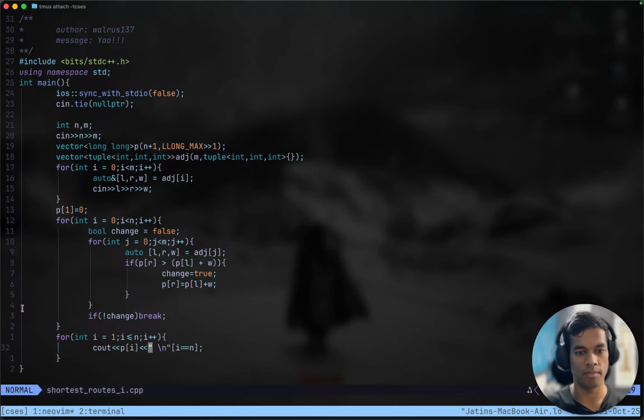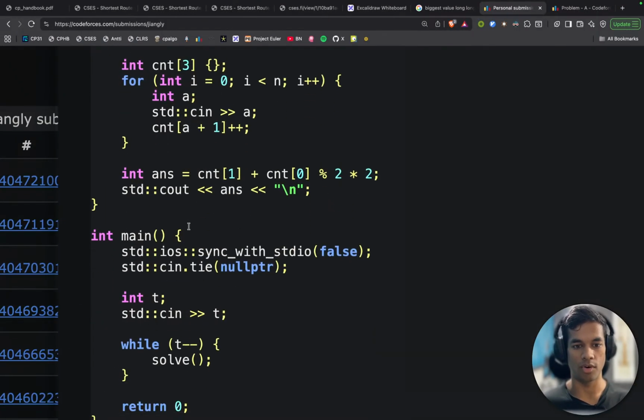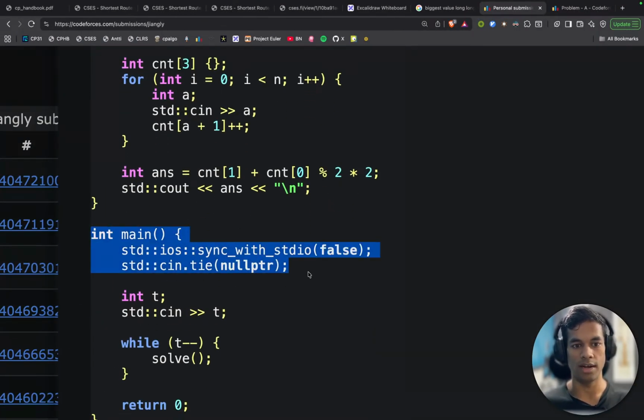And this thing that I do here, print out a space or a new line depending on what the value of i is. This I came to know from Mr. Jiangli's code, and that is pretty cool.